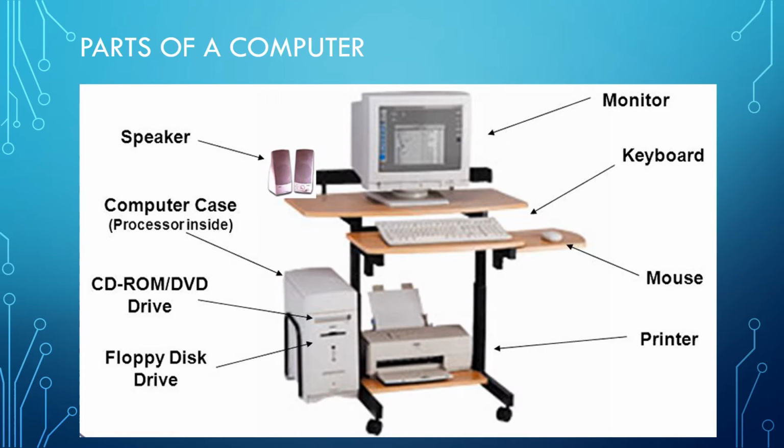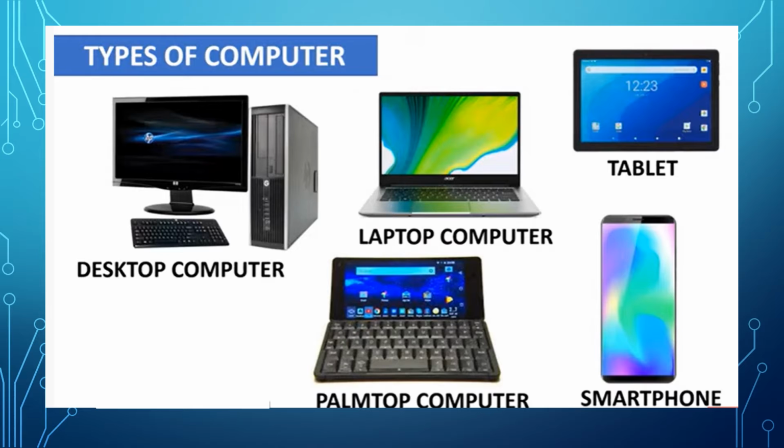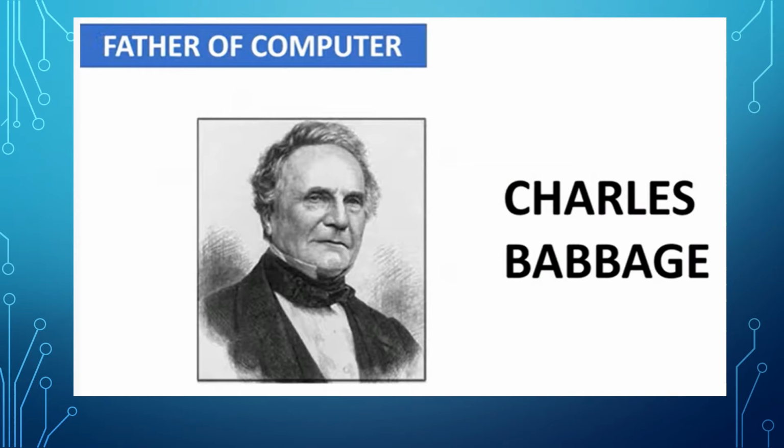Parts of a computer: monitor, keyboard, mouse, printer, floppy disk drive, CD-ROM or DVD drive, computer case, and speaker are the main parts of a computer. Types of computer. There are different types of computer like desktop computer, laptop computer, tablet, palm-top computer or smartphone. Father of computer. Charles Babbage is known as the father of computer.